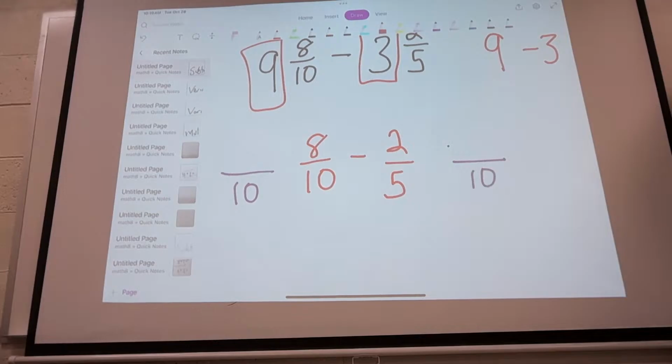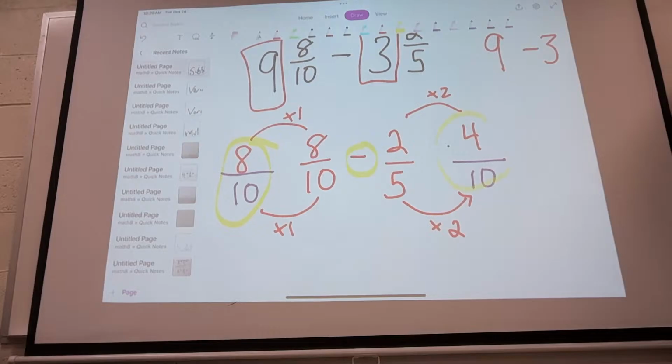Right. How do I change a 10? Times 1. So this one's going to stay the same. Then over here, how do I change a 5 into a 10? 5 times what? 2. Whatever I do to the bottom, I do to the top. 2 times 2 is 4. So now I have 8/10, take away 4/10. Can I do that? So they have the same denominators?